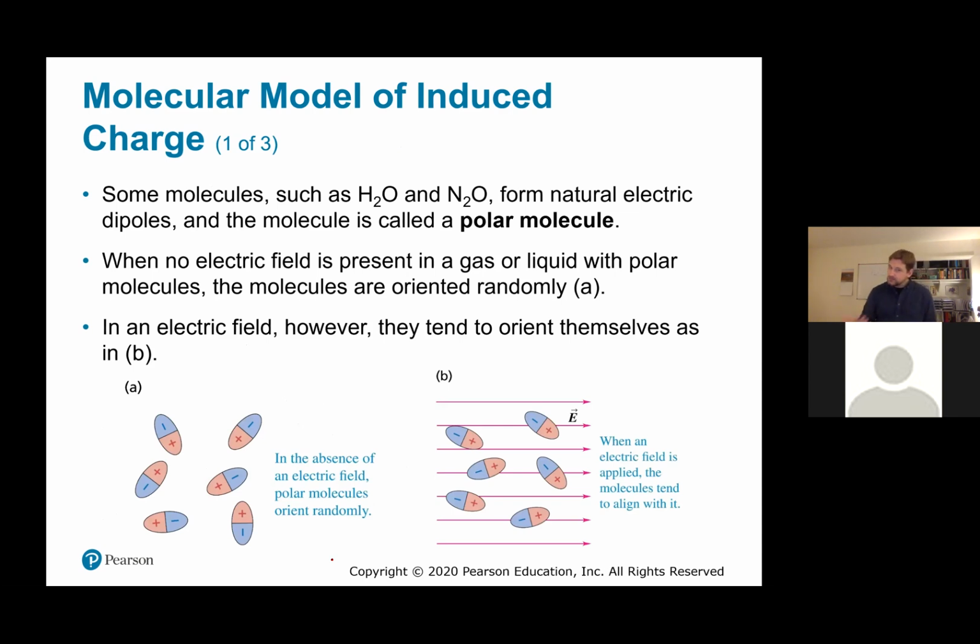What's going on, really? Some molecules, like water, are naturally polar. In an electric field, they tend to orient themselves. And you see that the negative sides are collecting on the left side of things, and the positive sides are collecting on the right, as opposed to here where they're all random.